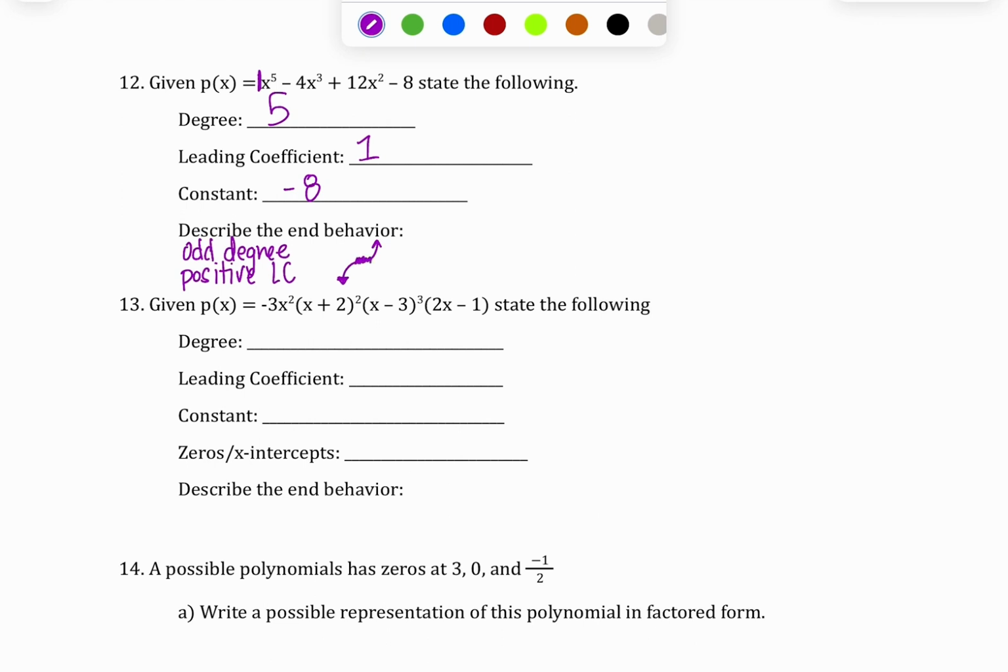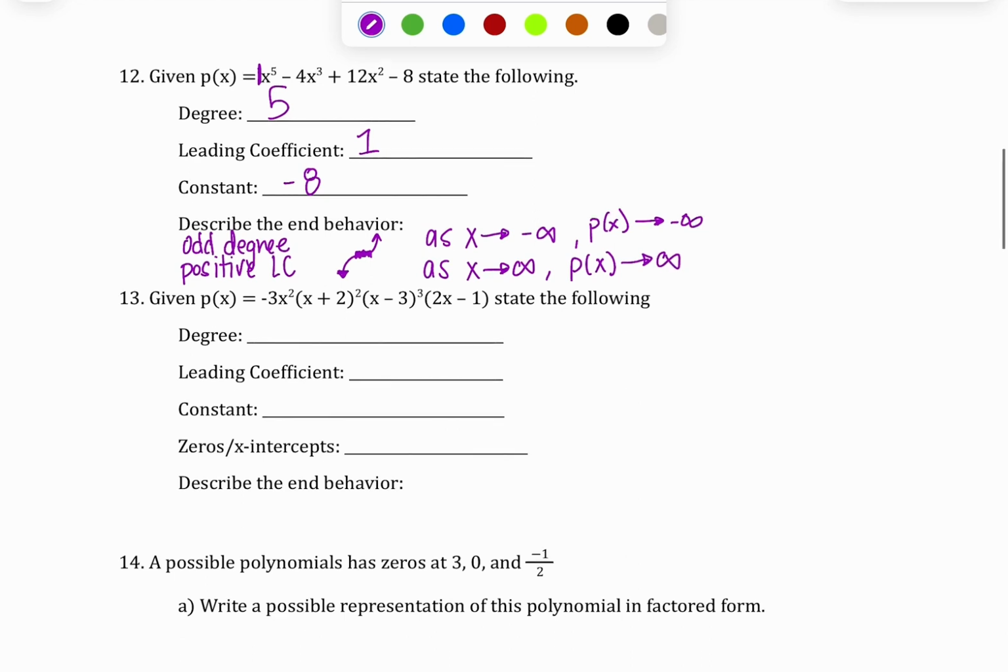So the end behavior: it has an odd degree and a positive leading coefficient, so it's going to increase in general. There's going to be stuff that goes on in the middle, but this is the shape it's going to have, which means that as x goes to negative infinity, so as x is going left on the graph, y is going downwards. So y is going to negative infinity, or p of x in this case. And as x is going right to positive infinity, as the x values are increasing, the y values are also increasing. So that's how we would describe the end behavior.